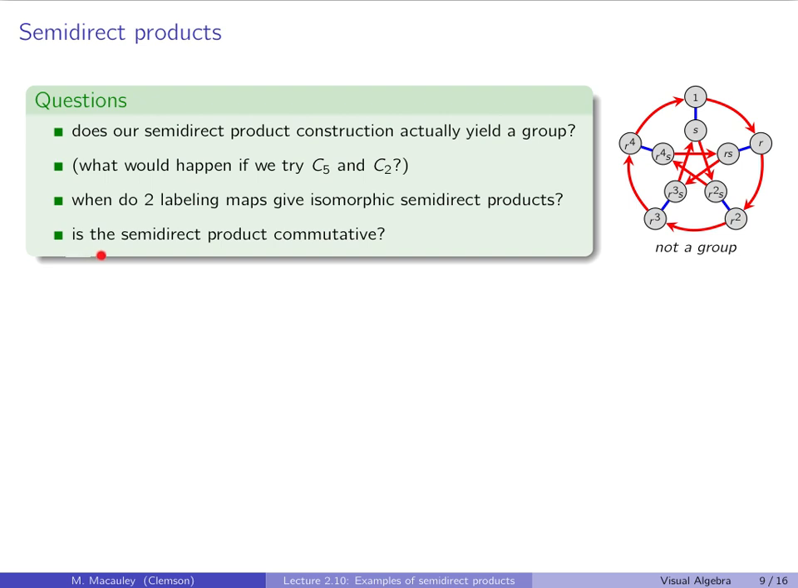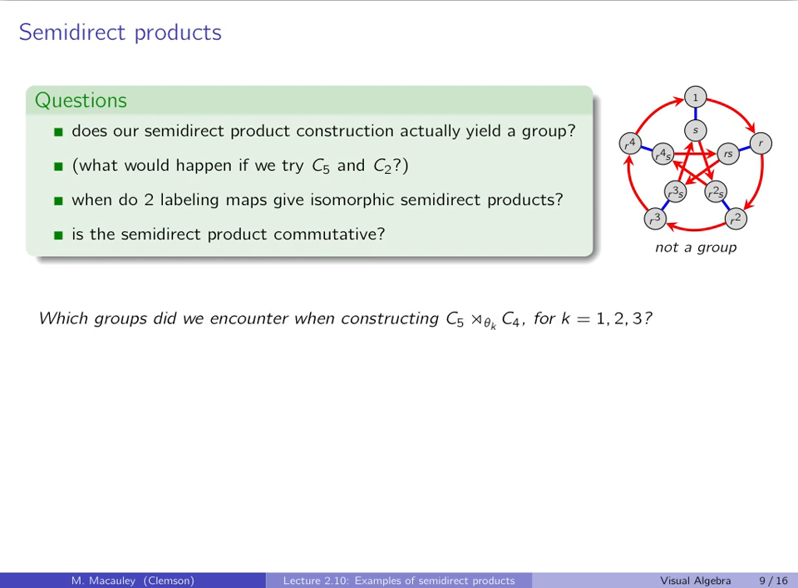And finally, is a semidirect product commutative? So if we can take the semidirect product of C5 with C4, can we do it with C4 and C5 and get the same answer? Well, the answer to that is no. Unlike the direct product, we can't always get this to work if we stick rewired copies of B inside nodes of A.